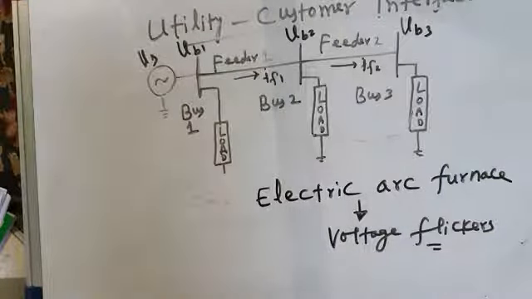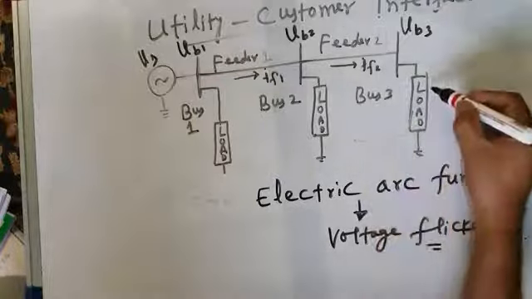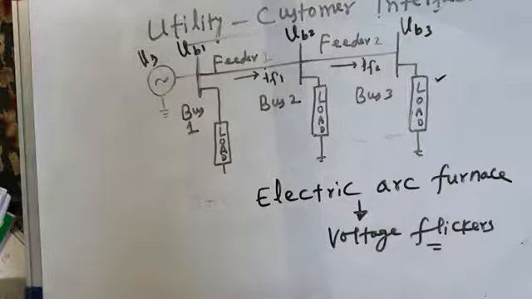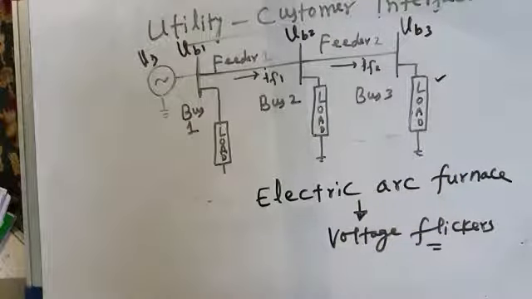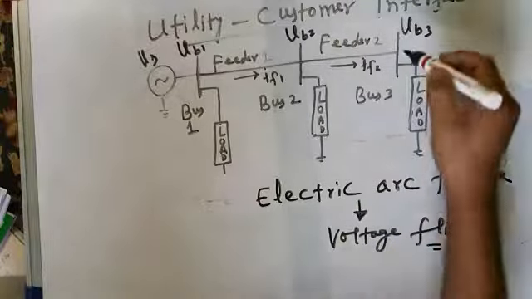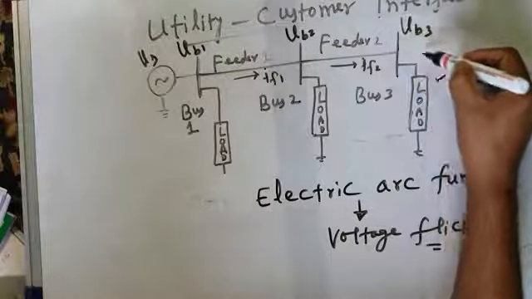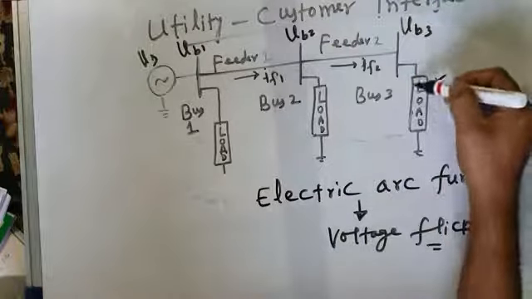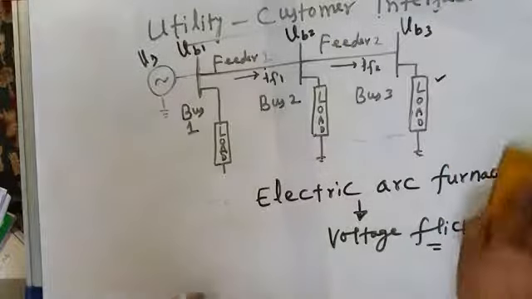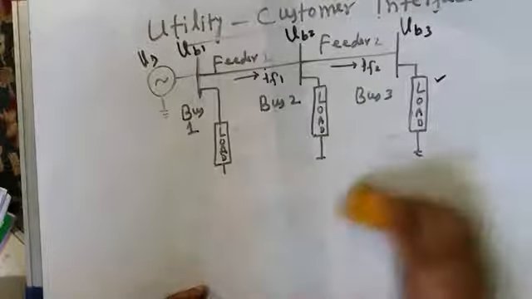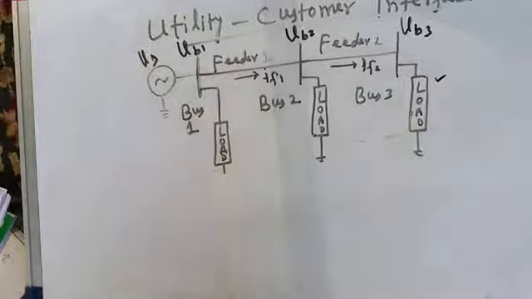And therefore, if the electric arc furnace is used at bus number 3, one of the loads may be an electric arc furnace, so it will result in voltage fluctuations, and therefore voltage flickers will disturb all other loads which are fed from the same bus. So this is another type of problem which is again because of the load. This problem is also created by the nature of the load on one of these load buses.